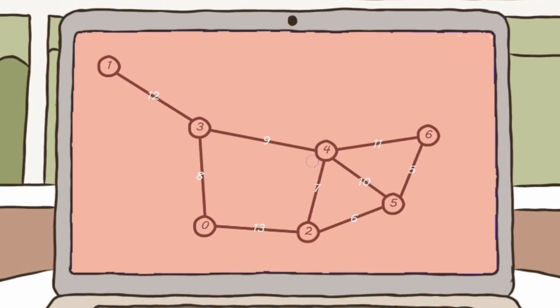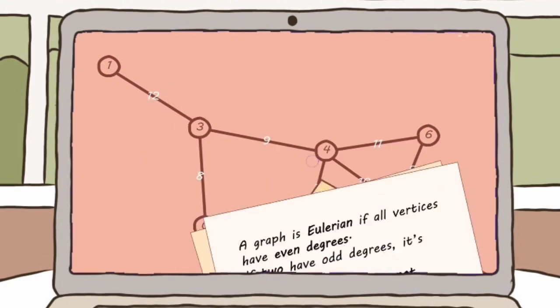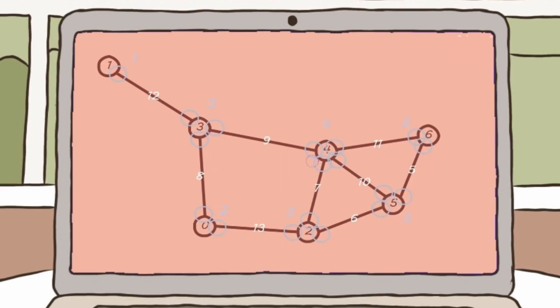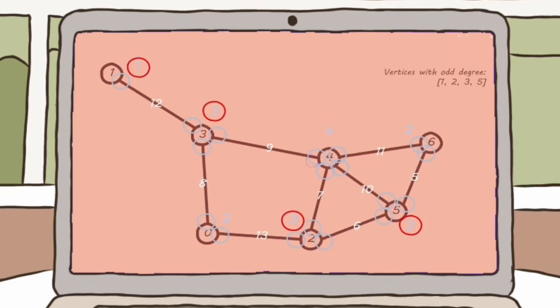The first step in solving the route optimization problem is to determine whether the graph is Eulerian or not. So, how do we know this? A graph is Eulerian if all its vertices have an even degree. If exactly two vertices have an odd degree, it's semi-Eulerian, meaning it has an Eulerian path but not a circuit. But if there are more than two vertices with odd degrees, then the graph is non-Eulerian, and that's the case here. In this graph, we identified four odd-degree vertices: 1, 2, 3, and 5, which confirms that it's non-Eulerian.